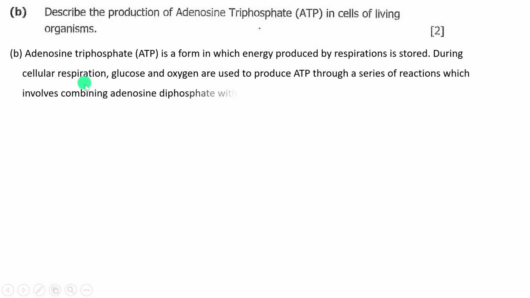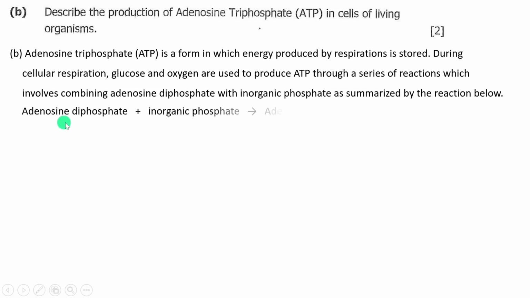So during cellular respiration, glucose and oxygen are used to produce ATP through a series of reactions, which involves combining adenosine diphosphate with inorganic phosphate as summarized by the reaction below. So in the reaction below, we have adenosine diphosphate combined with inorganic phosphate to form adenosine triphosphate.